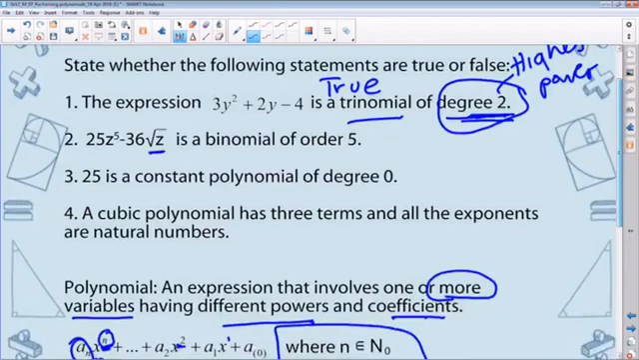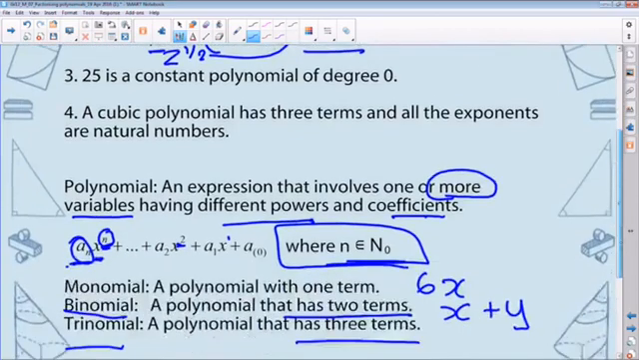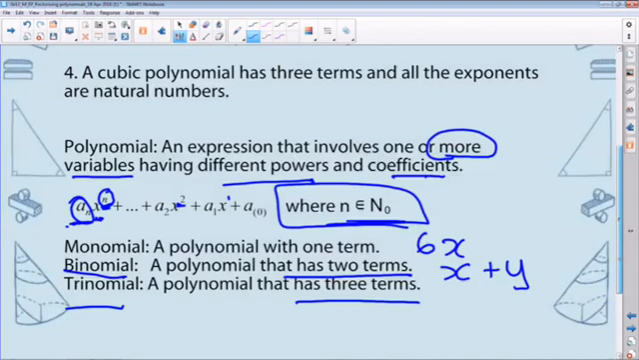Number 2, you've got 25z to the power of 5 minus 36 times the root of z. Square root of z is the same as saying z to the power of a half. Is that a binomial of order 5? Interesting. Some of you will say, okay, there are two terms there. Yes, it's a binomial, but you've got to be careful because we made a special rule here where we say that your exponent has to be an element of whole numbers. So we've made a special condition on the power of your polynomial.